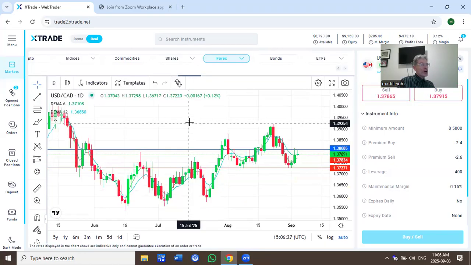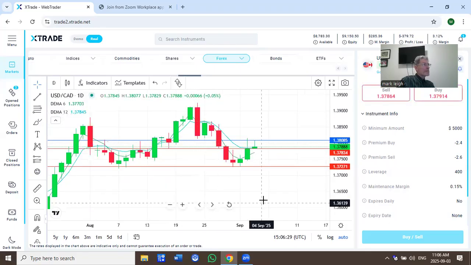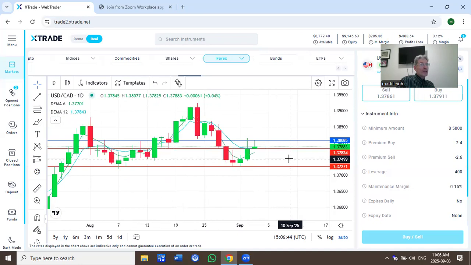That's the daily chart. US dollar strength to start again. You can see resistance at 138.08. Sellers stepped in. That's selling US dollar, buying Canadian, and that support level of 137.83 is the level that sellers will be looking at.